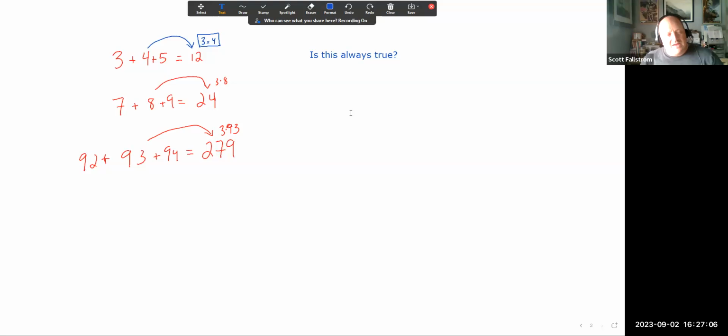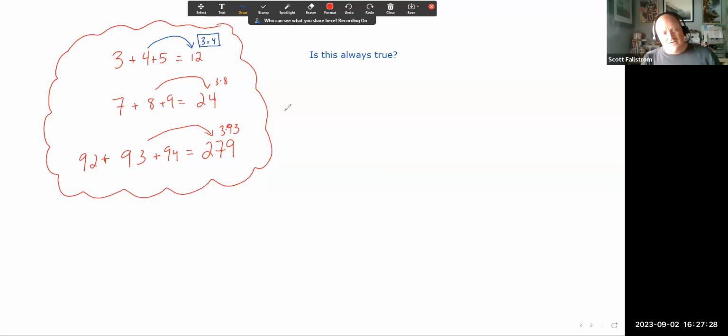Is it always true? Now we've seen three examples, and you might say to yourself, I think it is always true. So the question then is, can we demonstrate to others that it has to be always true? If you're going to do that, you can't use individual examples like these, because all you did is show that it works for these three. You would have to show it works for all groups of three consecutive natural numbers.